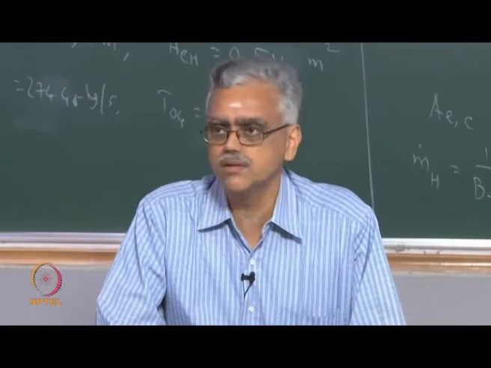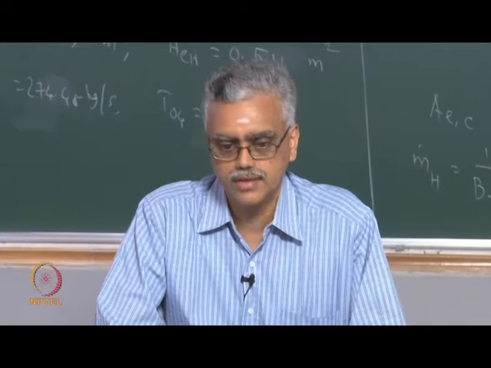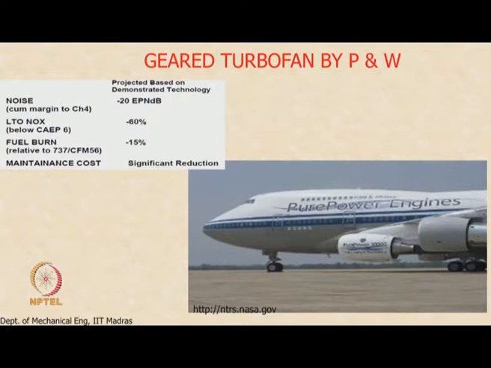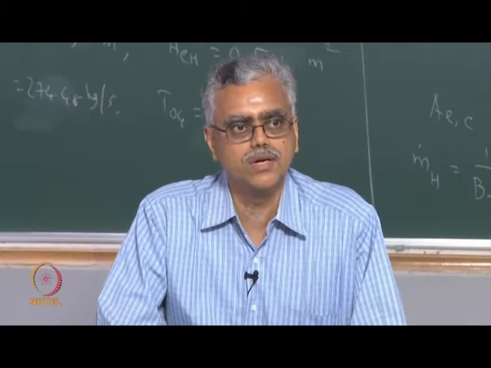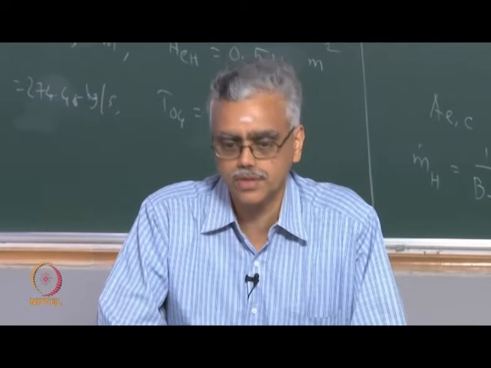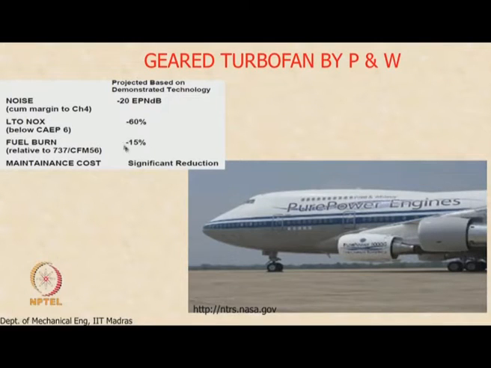So 20 dB is a big reduction in noise, and fuel burn supposedly is around 15% or so, because we have kept the bypass ratio the same as existing engines, high bypass ratio, not very high bypass ratio. You will see 20 to 25% reduction in fuel burn only when you go to very high bypass ratios. So here we are staying with the high bypass ratio. So there is a saving of about 15% in fuel burn. Well, 60% reduction in NOx for a 15% reduction in fuel burn does not seem to make sense unless there are some other things which have been done in the combustor.